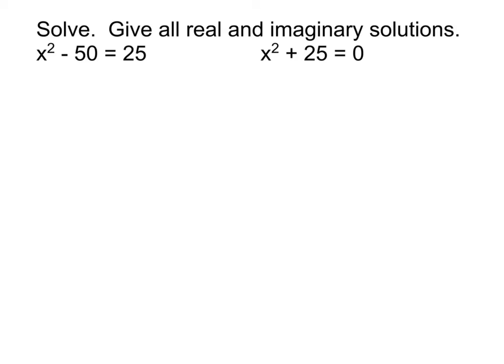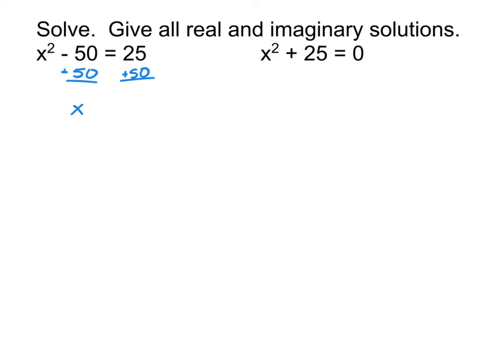So for doing this first equation here, x squared minus 50 equals 25, the very first thing we want to do is get the x squared by itself, because there's only one x in the equation. We don't have to factor it or anything here. So then I'm going to start by adding 50 to both sides.